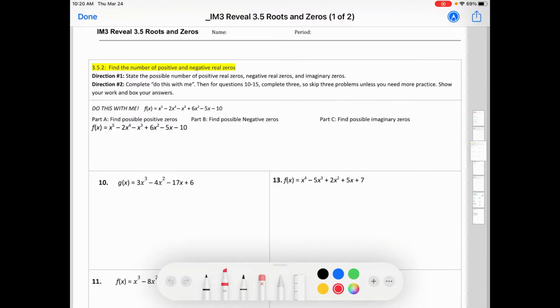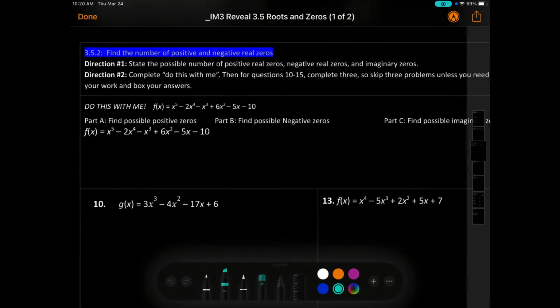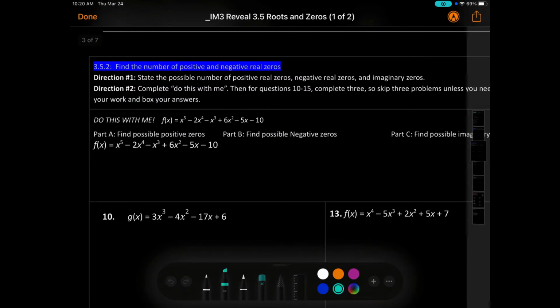Alright, let's go over 3.5 to find the number of positive, negative, and also imaginary zeros. So I'm going to go to this dark mode here. Alright, state the possible positive real zeros, negative real zeros, and imaginary zeros. So let's do this problem with me here.